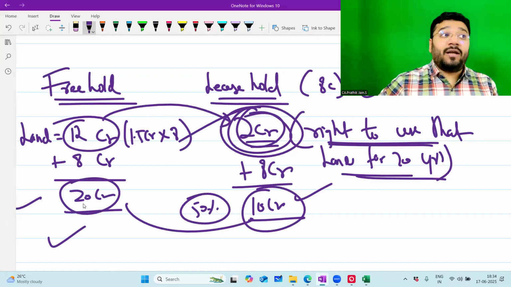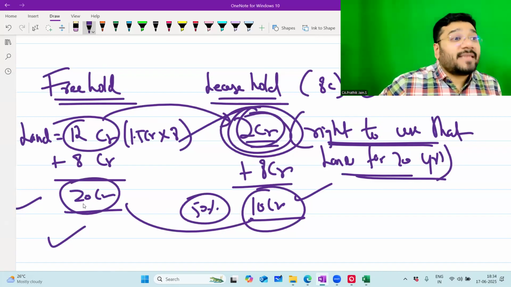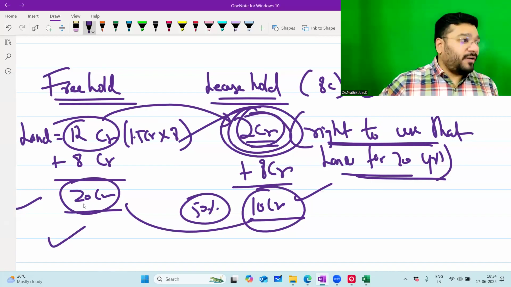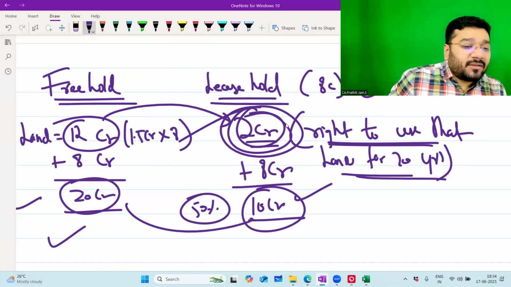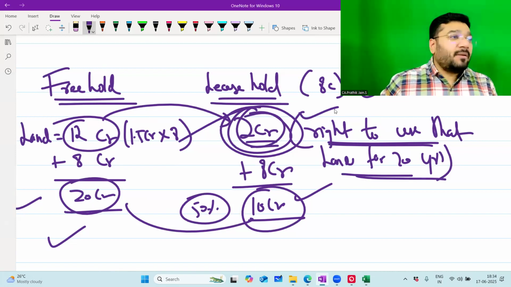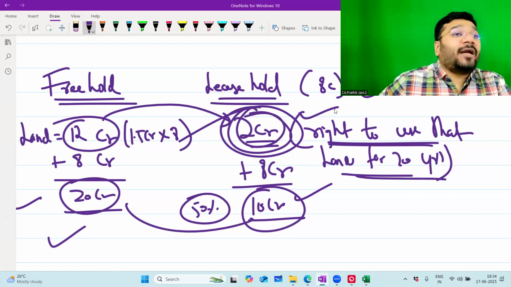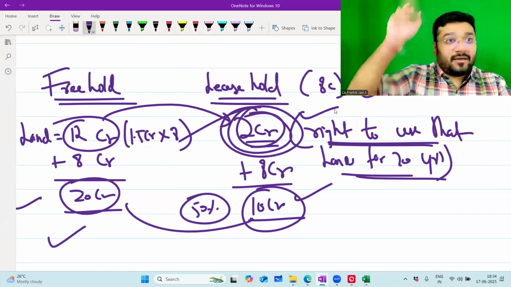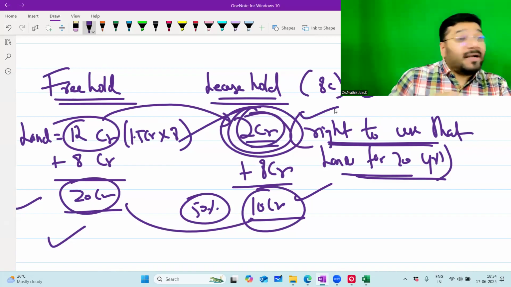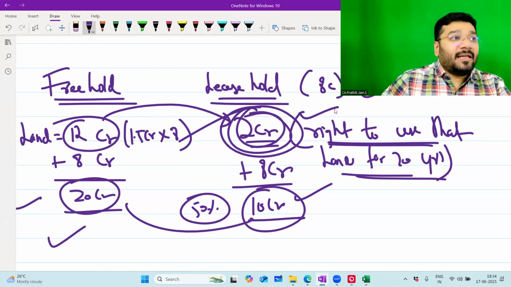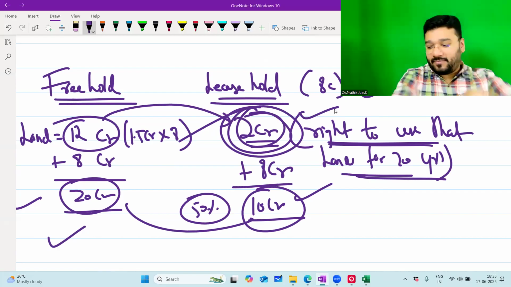Expenses means I should record it in the P&L. Why? Because expenses help me to reduce my profit, which in turn helps me to reduce my taxes. So definitely I should be using this 2 crore as expenses. But my question to all of you, should I record the entire 2 crore rupees in the first year itself or over a period of multiple years? Multiple years, how many years? 20 years.